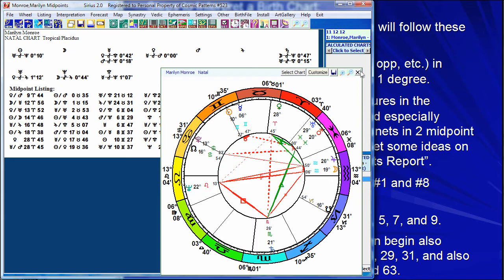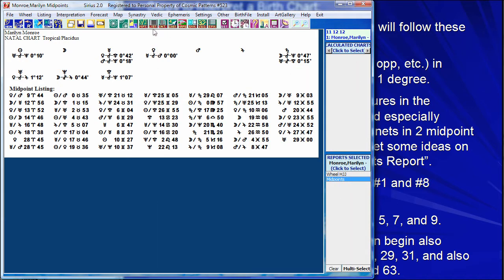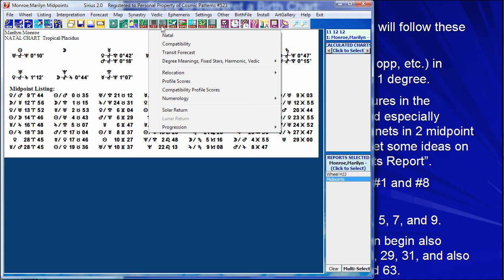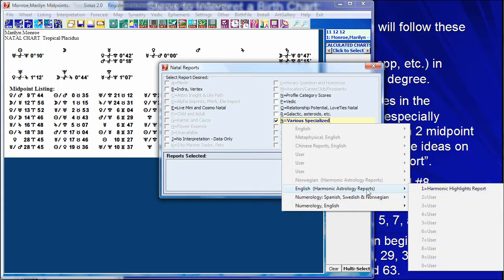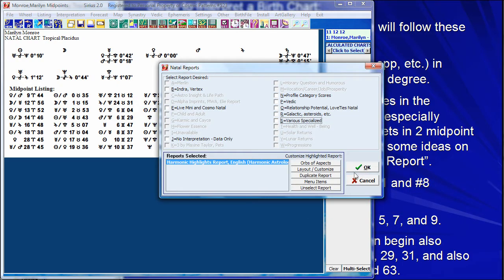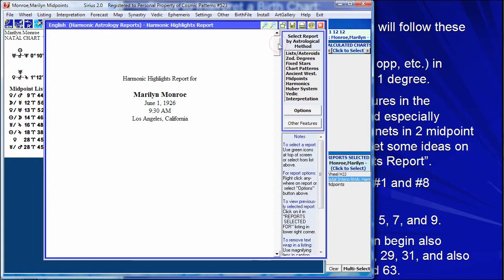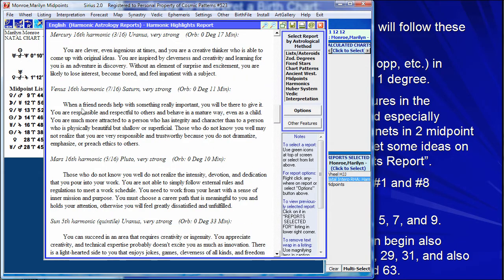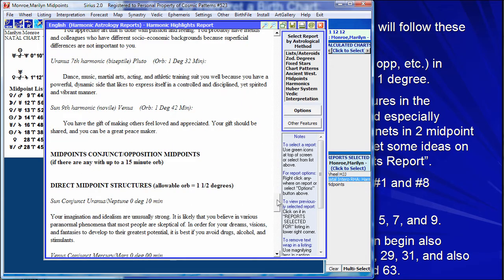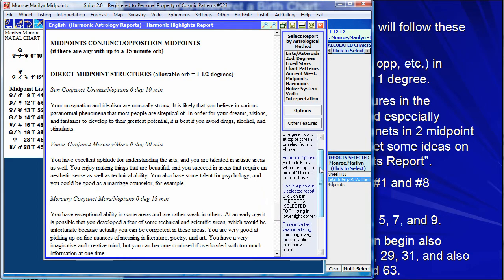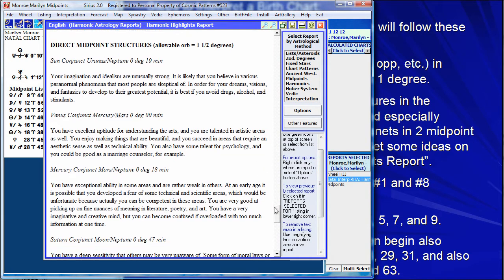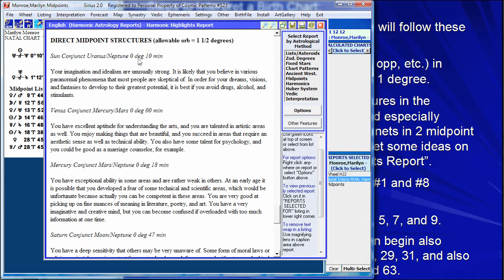So what does it mean? How do we interpret it? What we can do is go to the Harmonic Highlights report. Go to Interpretation, Natal, Various Specialized, Harmonic, and select the Harmonic Highlights report. Click OK, and there's an introduction, and it interprets various harmonic aspects, and we'll scroll to the bottom. And there it is, the direct midpoint structures. So there's the Sun conjunct Uranus-Neptune, and it tells us what it means. And the Venus conjunct Mercury. She has a lot of midpoint structures.